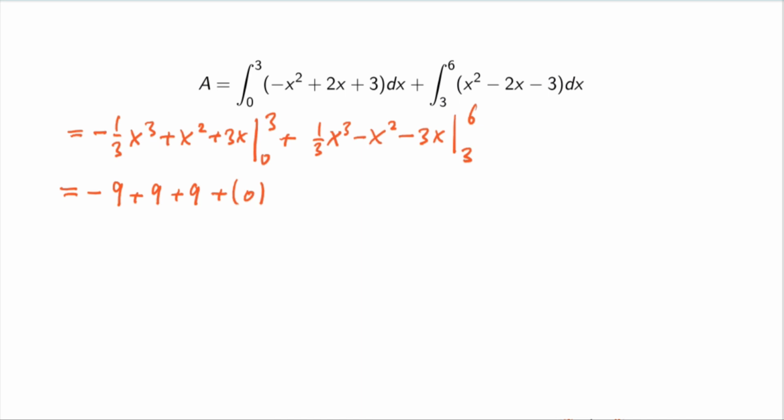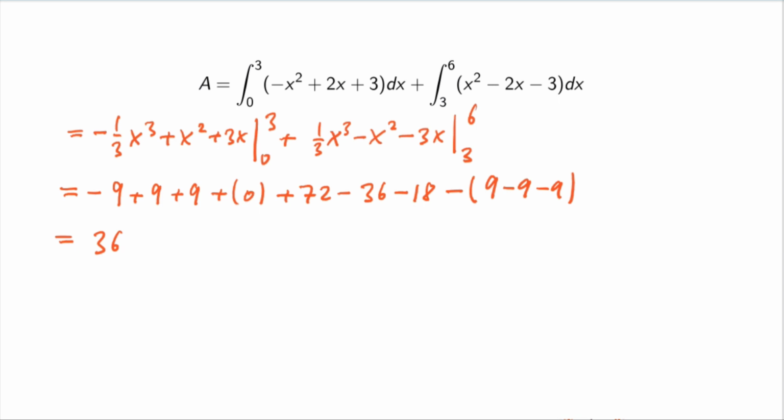And then 6 cubed divided by 3, so 36 times 2, which is 72, minus, and this would be 36, and then minus 18. And if I sub in the 3, I get a 9 and a minus 9 and a minus 9. All right, and so then we figure all this out and we get 36. So the area between the curves is 36.